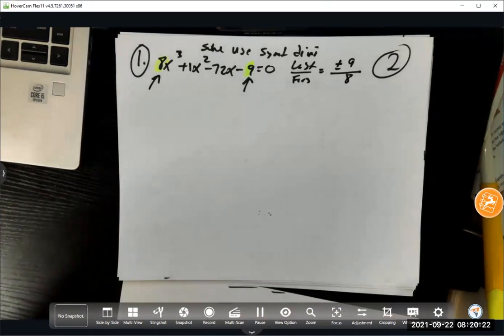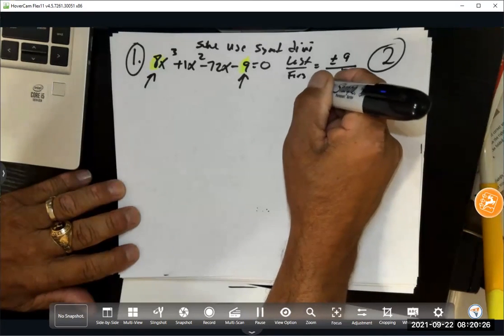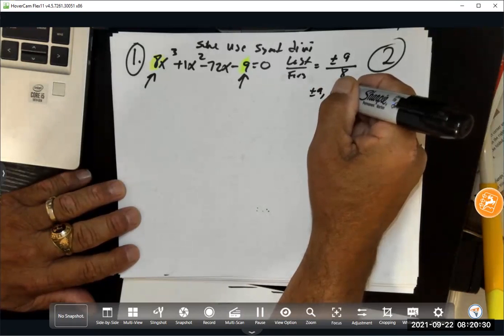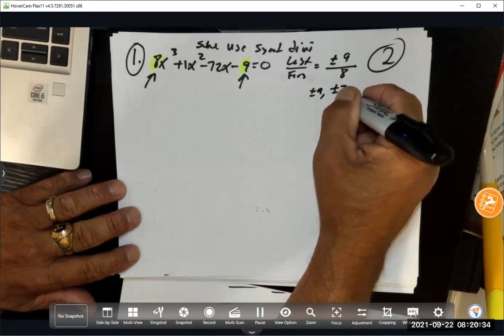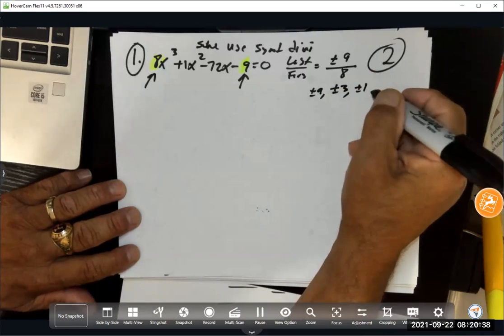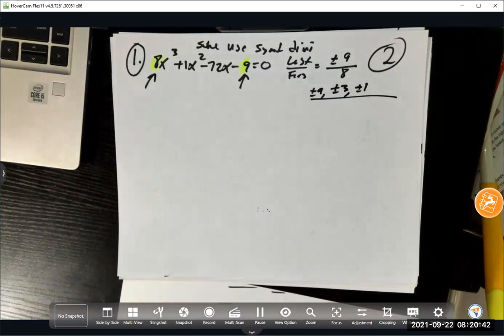So look at all the numbers that divide 9. What numbers divide 9? 9 divides 9. Sure. What else? How about 3? Does 3 divide 9? Yes. How about 1? Does 1 divide 9? Yes. All right. So those are all the numbers that divide the 9, right? 9, 3, and 1.